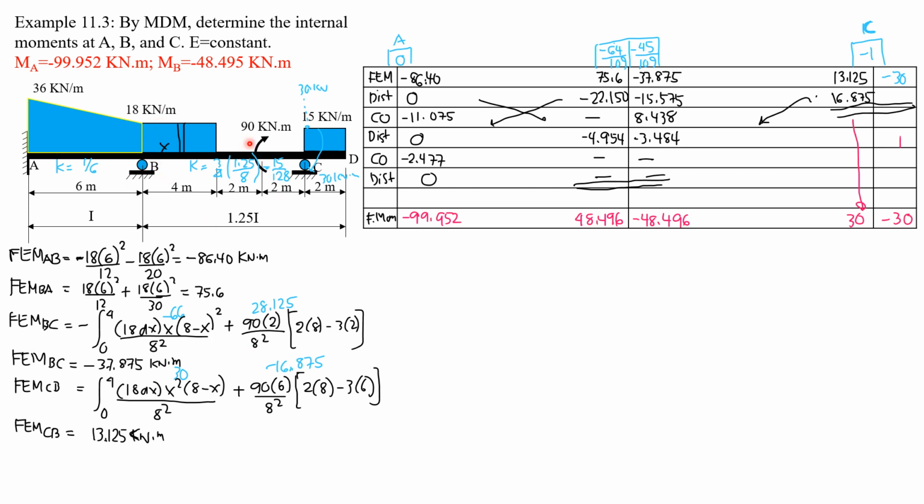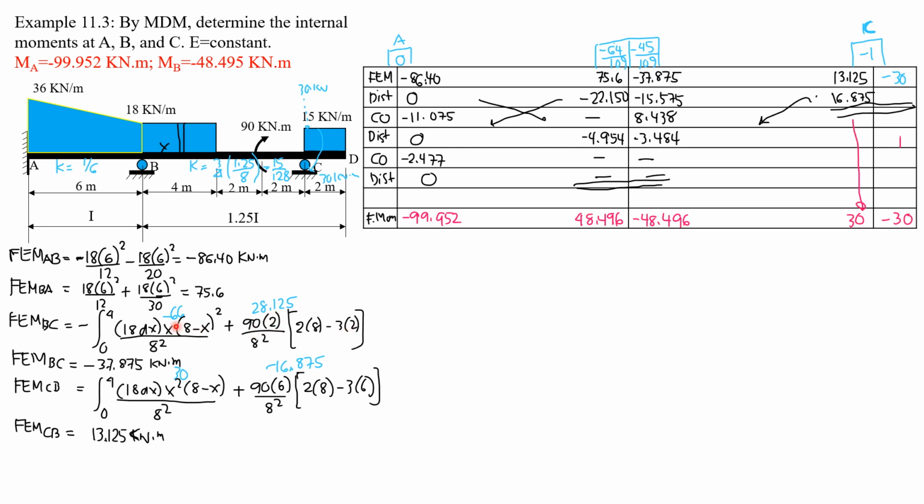But due to the couple, we have to use the formula Mb over L squared quantity 2L minus 3b. M is positive 90 because that's clockwise. B is 2, so it's 2 over 8 squared times quantity 2 times 8 minus 3 times 2, where 2 is the distance of the couple from the right end. So this value is 28.125 positive.